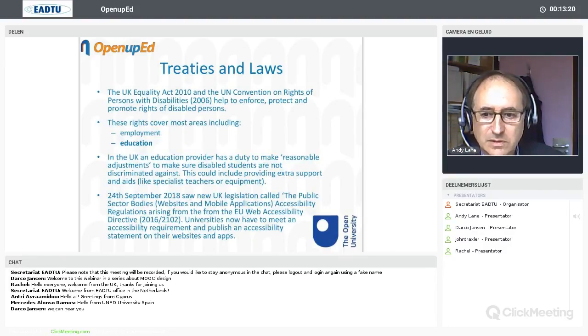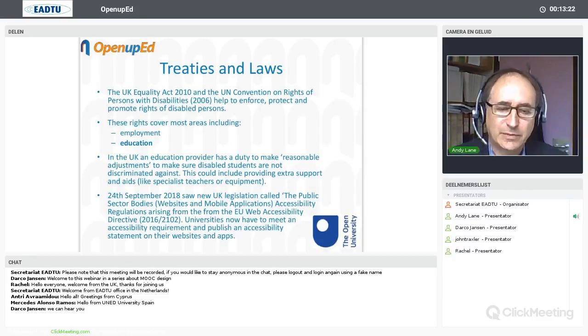Now, one of the things we need to remember here, well, certainly it's in the UK, and I'm sure it is where you are, is that there are treaties and laws which influence how we need to deal with people with disabilities. So the UK Equality Act is the one in the UK that we work with, but it's based on what's come through the UN Convention on the Rights of Persons with Disabilities. These things cover a lot of areas, including education. So in the UK, as it says there, we have to make a reasonable adjustment to make sure disabled students are not discriminated against.